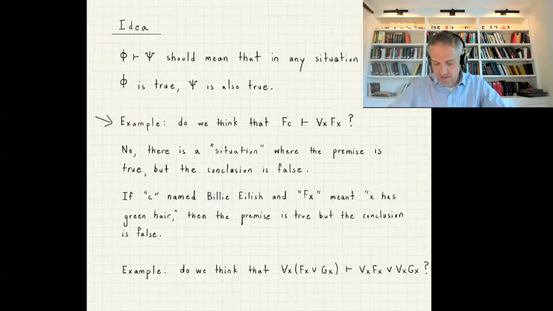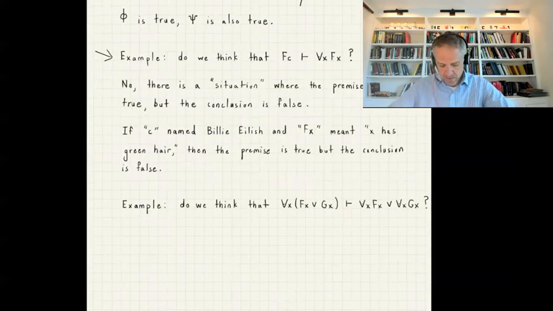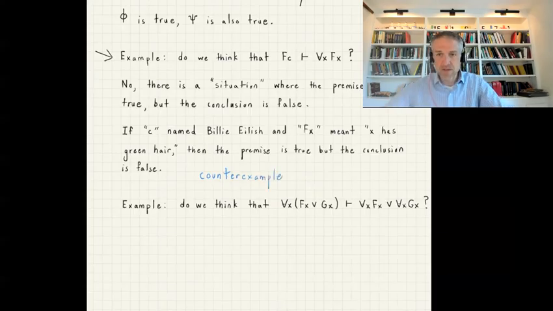It's not yet a precise counterexample, because the standards for producing a counterexample are going to have to be a little tighter. What we don't want is the possibility of disagreement about whether something really is a counterexample or not. For example, you might meet somebody who says, I don't know whether Billie Eilish has green hair, or I don't know whether to believe what you're telling me. So then there's dispute again. You want it to be undisputable that you have a counterexample.